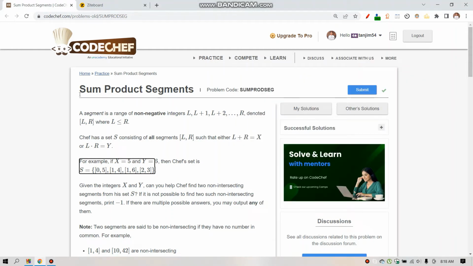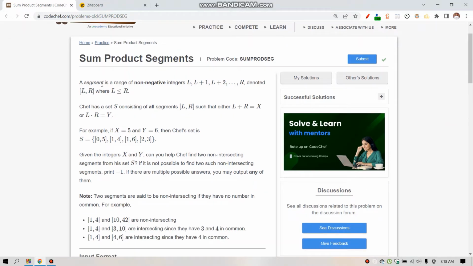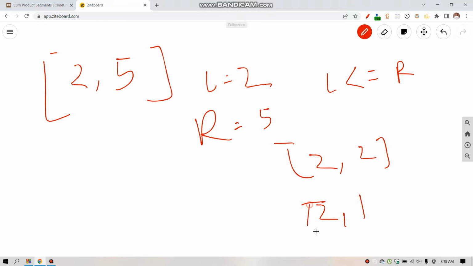So hello everyone, today we are going to solve this problem called sum product segment. A segment is a range of non-negative integers L, L plus 1, L plus 2 and so on, denoted by L, R, where L is less than R. So a segment we can say, suppose 2, 5, where L is equal to 2 and R is equal to 5. The only condition it should maintain is L is less than or equal to R. So 2, 2 is also a segment, but 2, 1 is not a segment.